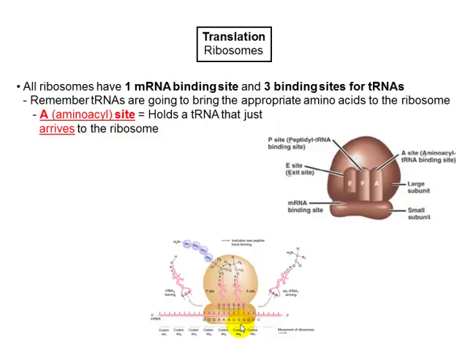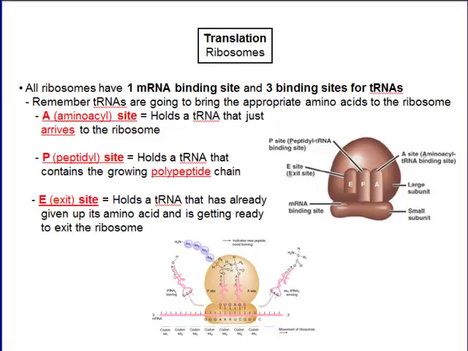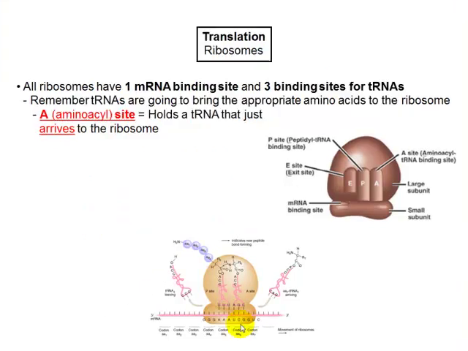Now, the image of how this happens is very important. Exactly the mechanism of how this happens is very important to know. You're going to have to know how this works. Here we have the small subunit of the ribosome, and this is where you're going to have the recognition site for your messenger RNA.